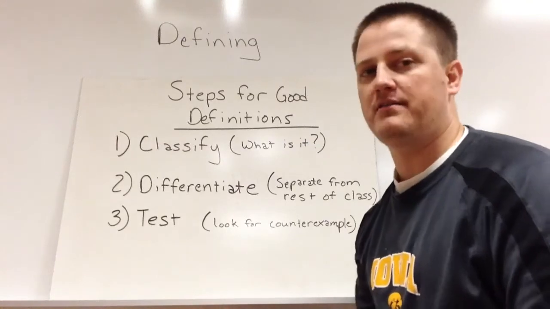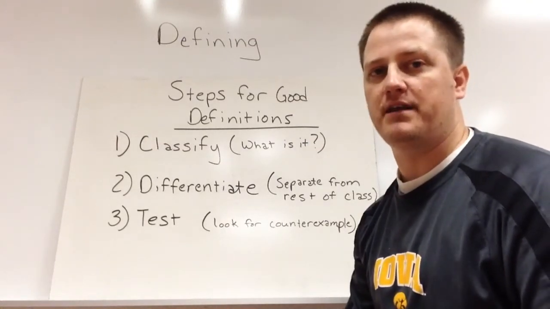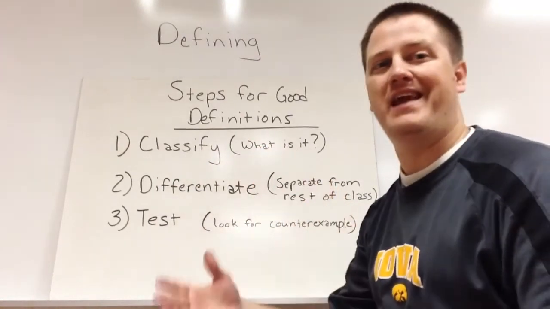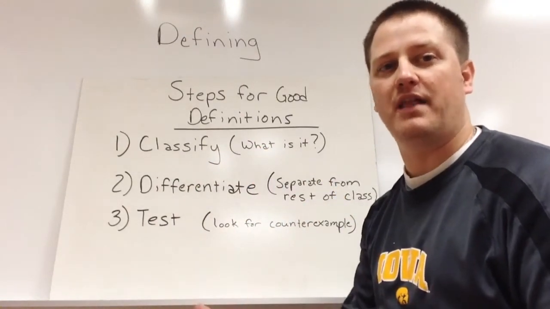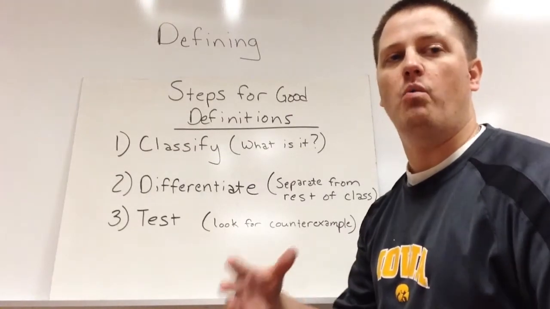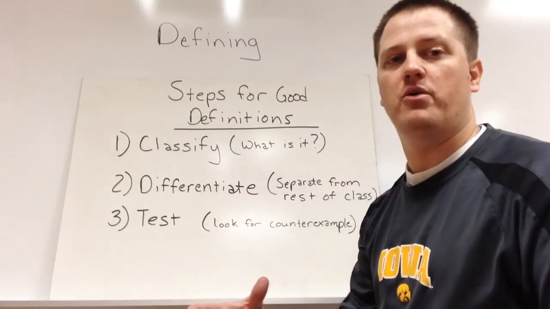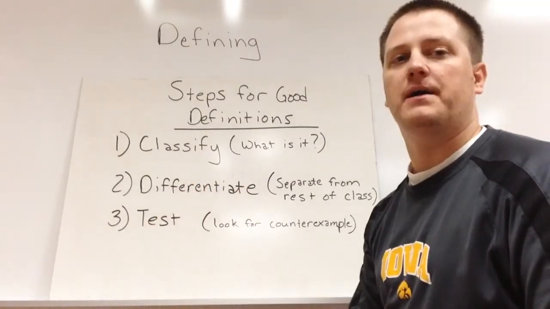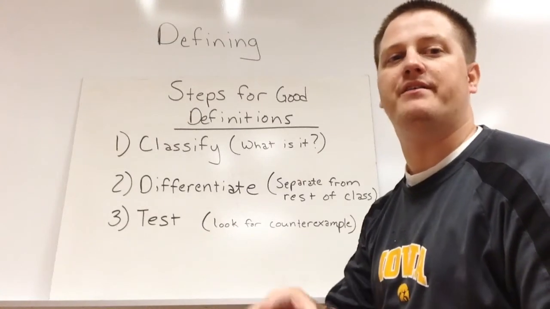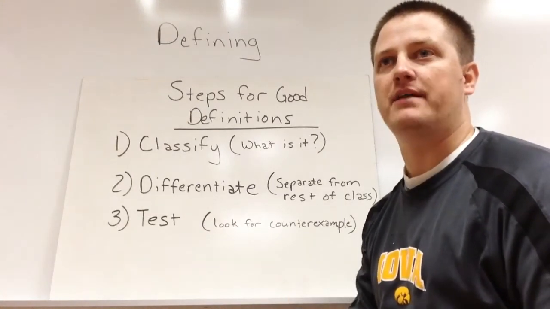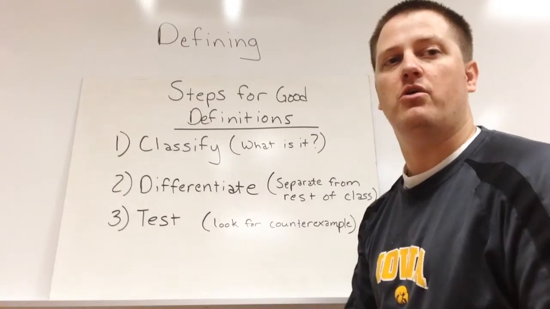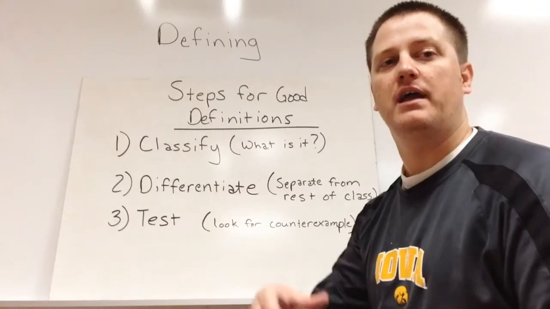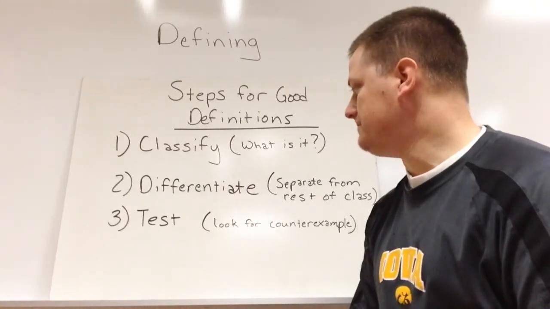There are really 3 steps in geometry to making a good definition. The first one is to classify. Tell what it is. Is it an angle? Is it a segment? Is it a quadrilateral? So we have to look at the basics of what we're talking about. Second, we want to differentiate, or show how it's different, how it separates from other things like it. There are multiple types of angles. How do we take one angle and separate it from another type of angle?